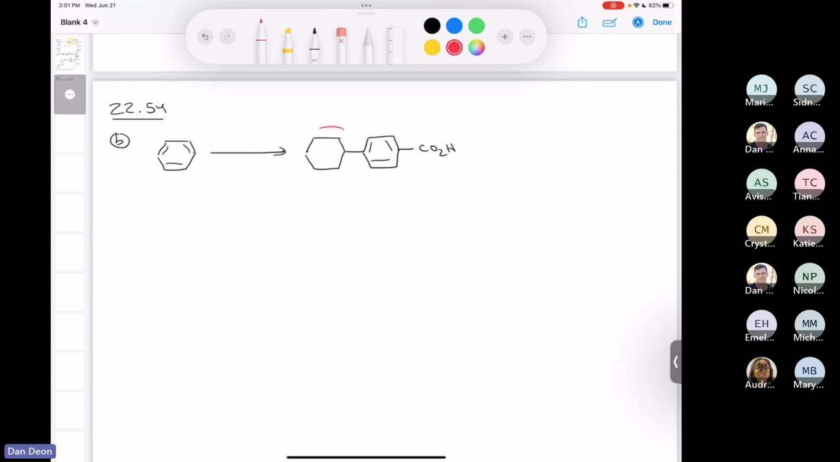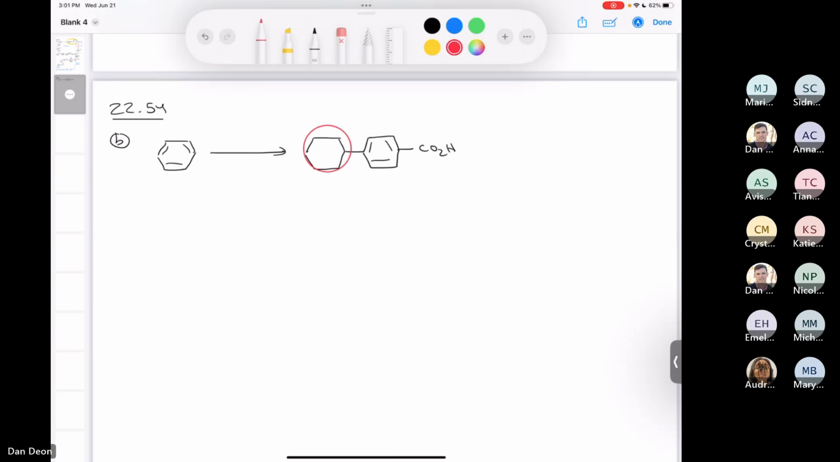Two main ways. But if I put this group in red, would this group be an ortho or para director? Can anybody tell me? And it's not a trick question. Mr. Dion doth detest trick questions. That's what Shakespeare said.